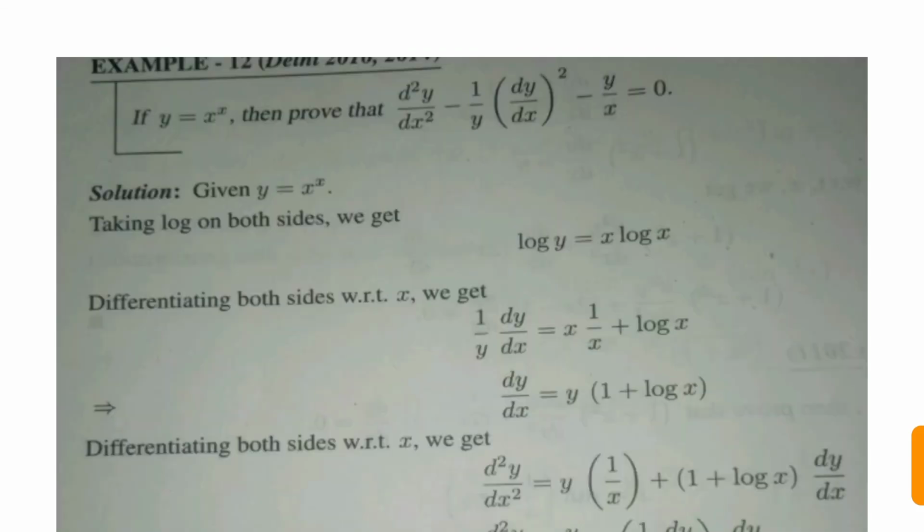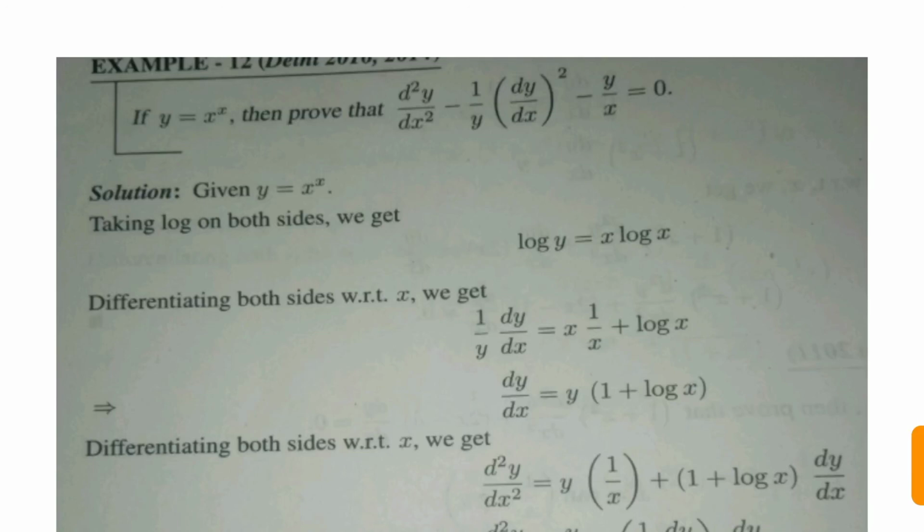There is another question. If y is equal to x power x, then prove that d2y upon dx2 minus 1 upon y dy upon dx whole square minus y upon x is equal to 0. So, given y is equal to x power x, here the function is a power function, so we take log. So taking log both sides, log y is equal to x log x. Now differentiating both sides with respect to x, we get 1 upon y dy upon dx is equal to, here two functions are in product form, x into log x.